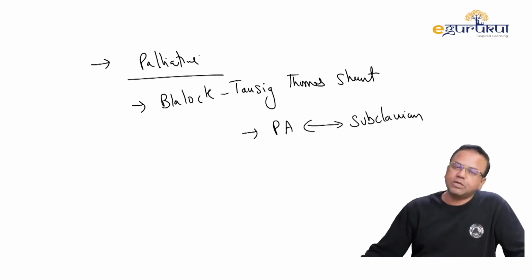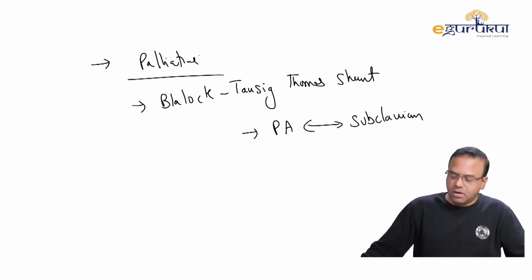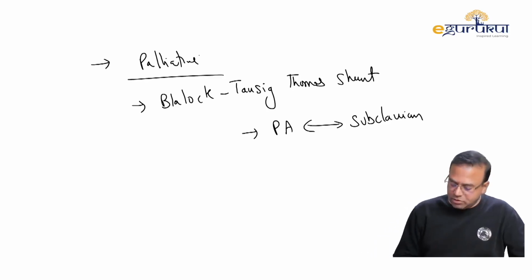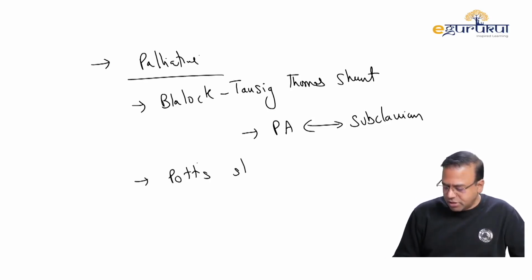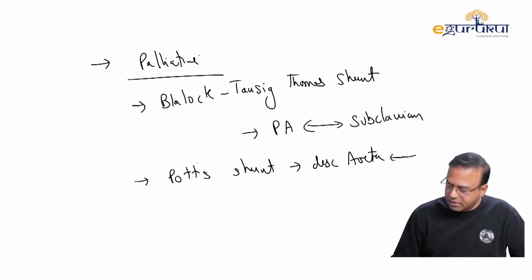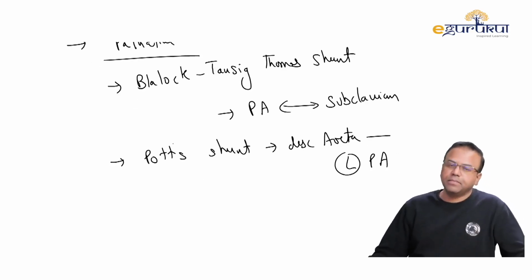What this allows is the high-pressured subclavian is going to put blood in the pulmonary circuit, allowing better oxygenation. So this reduces the cyanotic episodes. So one is the Blalock Taussig shunt. Then we have the Pott shunt. In the Pott shunt, a shunt is created between the descending aorta and the left pulmonary artery. Okay, the left pulmonary artery.